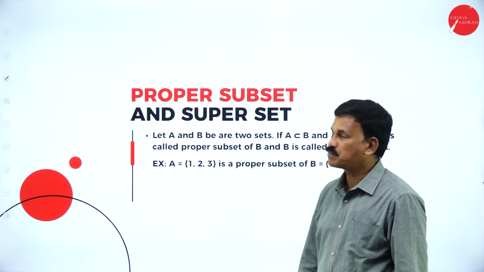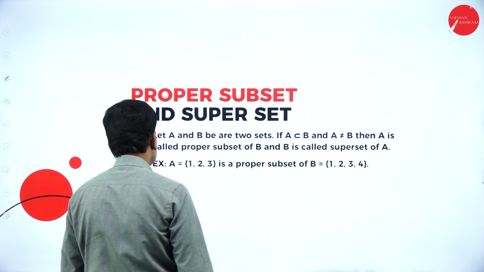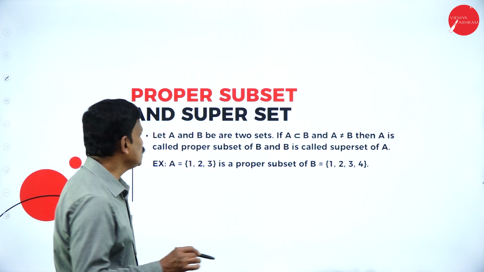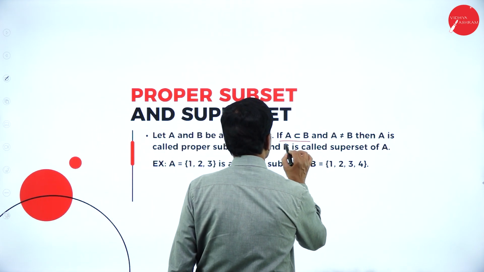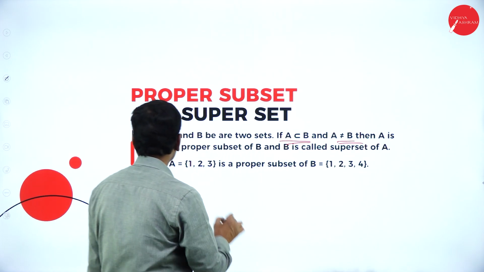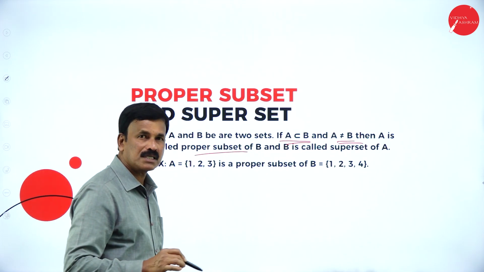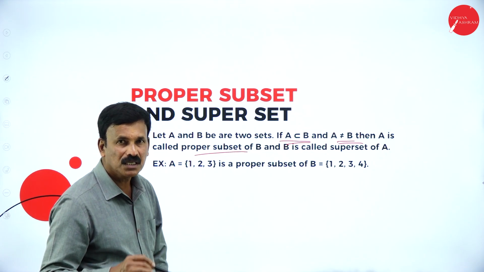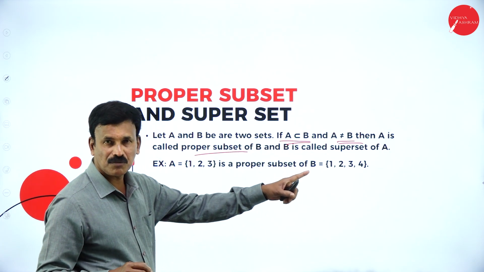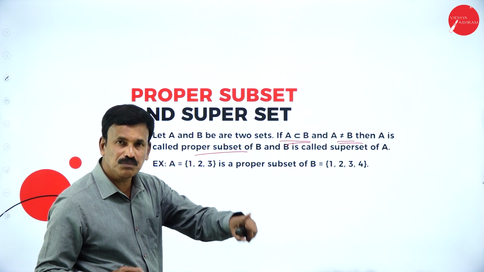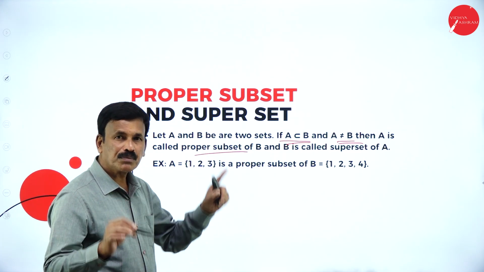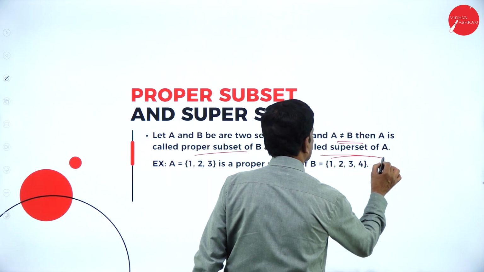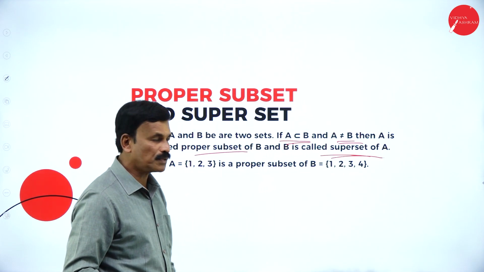Now, next one is a proper subset and a superset. What is a proper subset? Let A and B be any two sets. If A is a subset of B and A is not equal to B, then A is called the proper subset of B and B is called the superset of A.